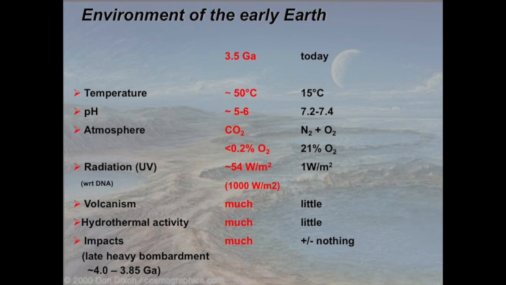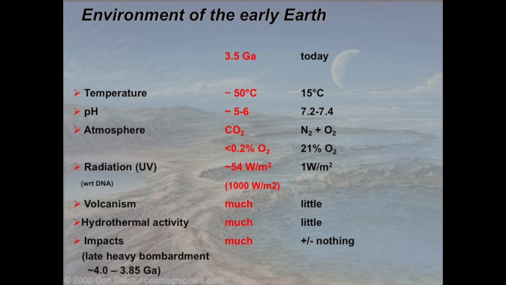This is a value based on work by Charles Cockell and his student Raven, published I think in 2004. In fact, this is the weighted radiation value with respect to the effects on DNA. Today the flux of UV radiation to the surface of the Earth is about 1 watt per square meter. 3.5 billion years ago it was about 54 watts per square meter, going up to maybe 1,000 in the worst case scenario. So a huge radiation rate.